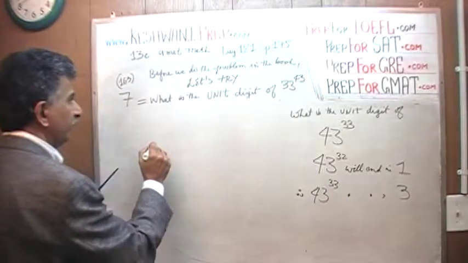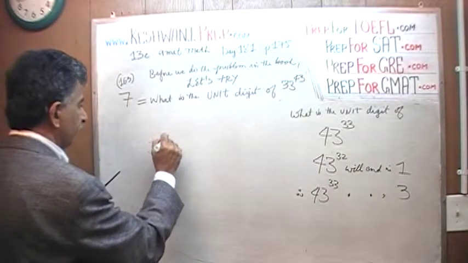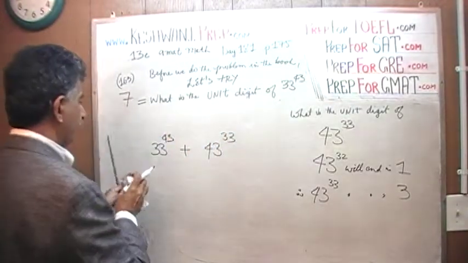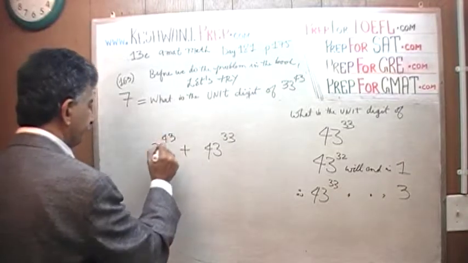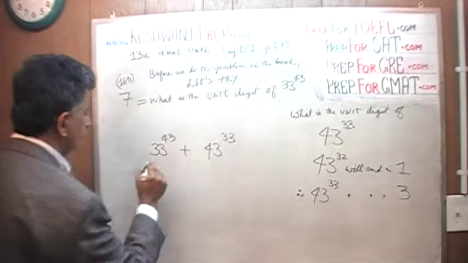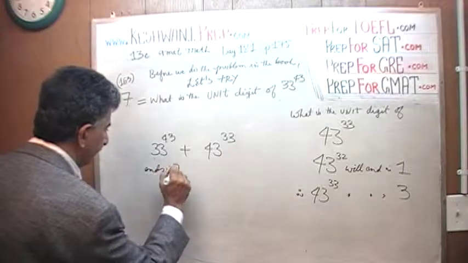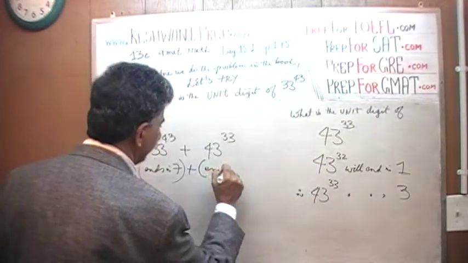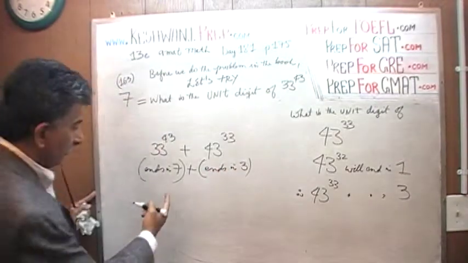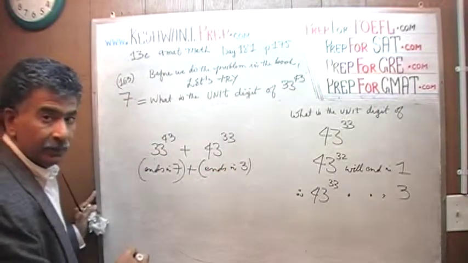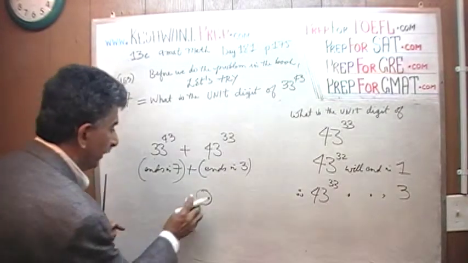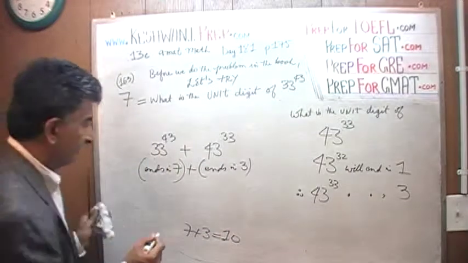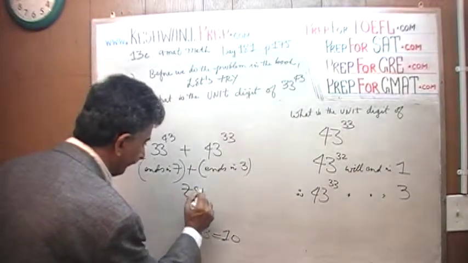Therefore, when we add them up, 33 raised to 43 plus 43 raised to 33: this one, 33 raised to 43, ends in 7, and this one, 43 raised to 33, ends in 3. Therefore, when we add them up, the unit digit of their sum will end up being 0, because 7 plus 3 is 10, obviously.